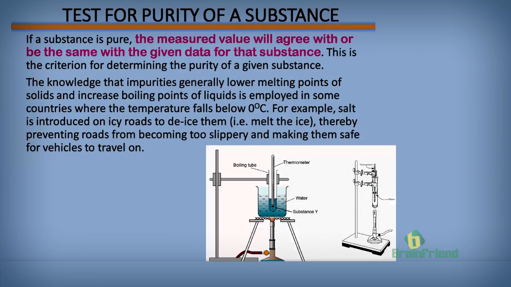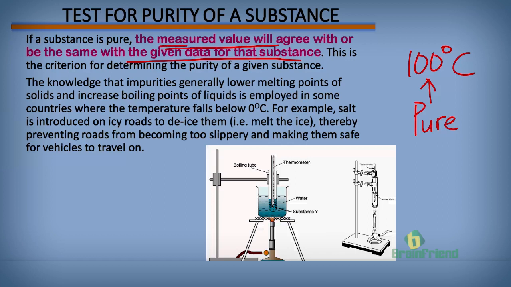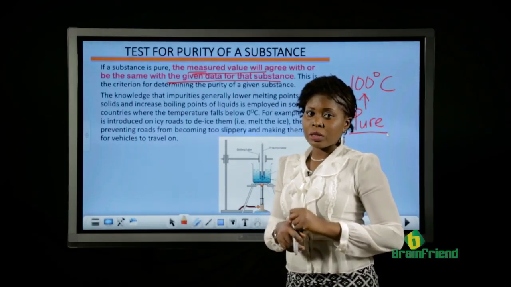So if a substance is pure, okay, the measured value will agree with the given data for that substance. The given data for the boiling point of water is what? 100 degrees Celsius. Water will be called pure, all right, if at the end of testing for its boiling point, the measured value, that value we get, tallies with the given value for the boiling point of water, then it means that that water is pure. But if it does not tally with the given data, all right, it means what? That water is not pure.